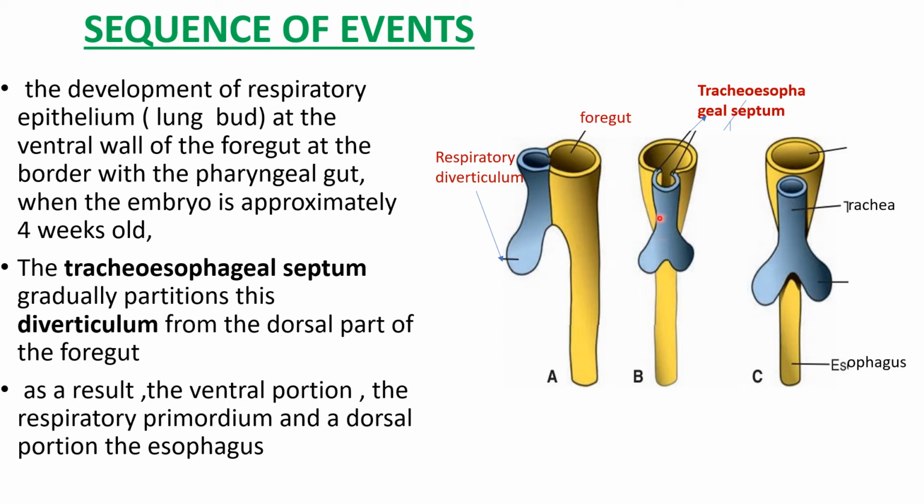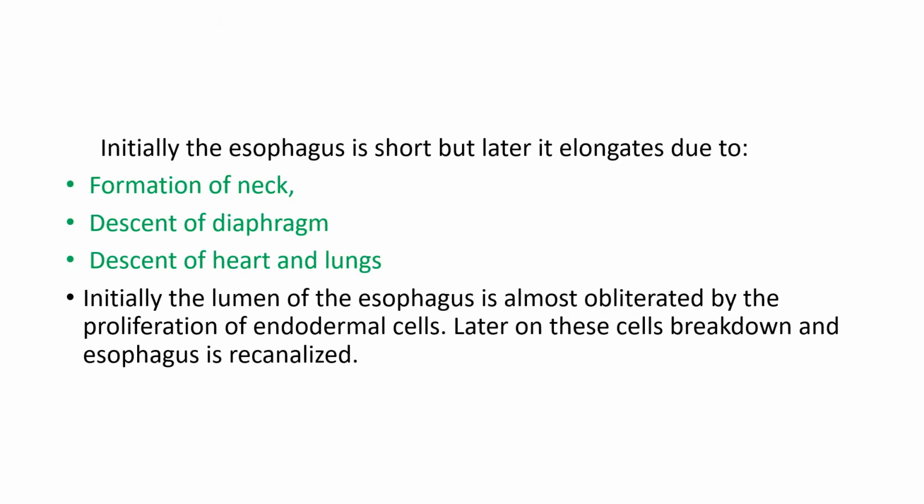This is the respiratory diverticulum, and behind here we can see the foregut. So this is the dorsal part, this is the ventral part. As a result, we have the ventral part being the trachea and the dorsal part being the esophagus. And then at first the esophagus is short, but later it elongates. This is due to formation of the neck, descent of the diaphragm, descent of the heart and the lungs.